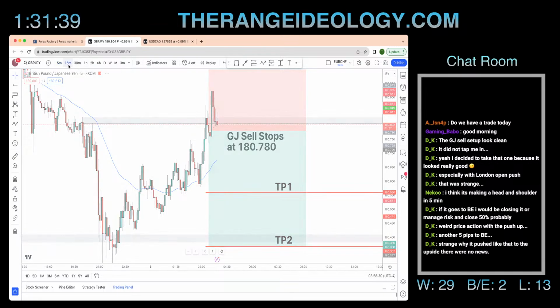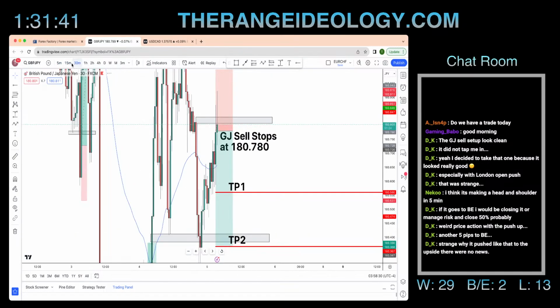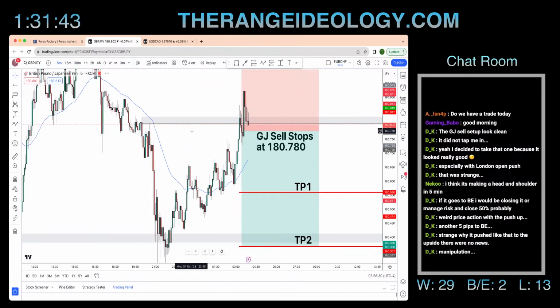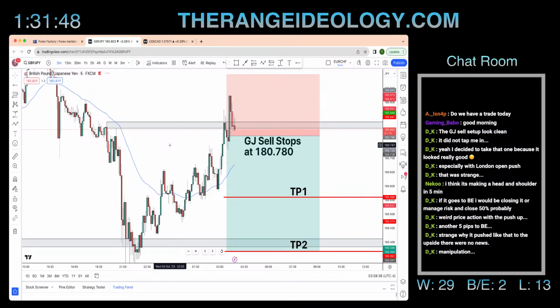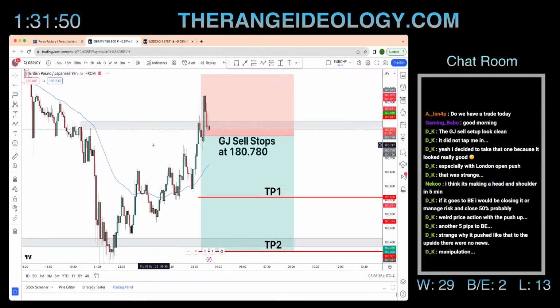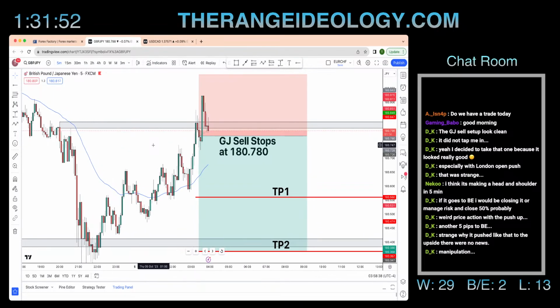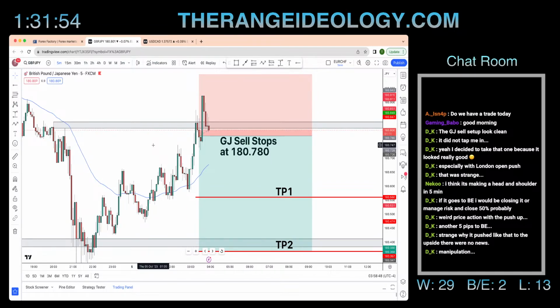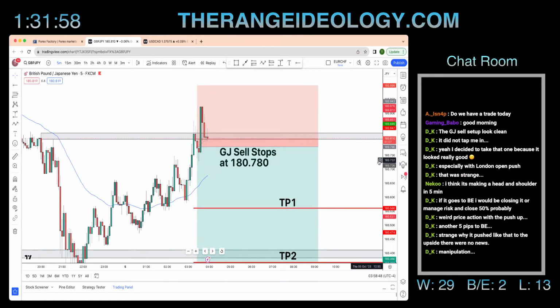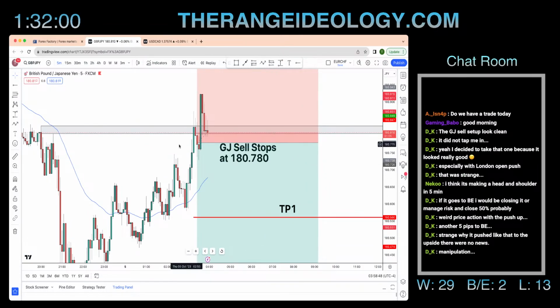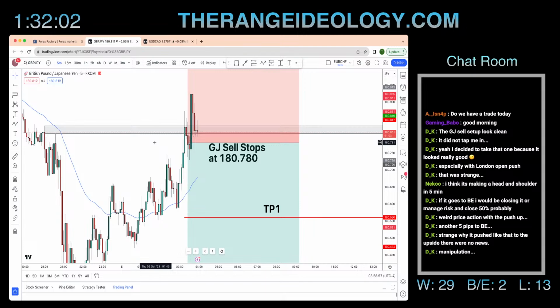Exactly, manipulation. I mean, we know who the big players are in this market, and again, it doesn't mean that they're manipulating against a retail trader, but they can manipulate against other banks that they want to gain money off of, right? So it's all a game of greed, and manipulation is the biggest tactic for them. So let's see.